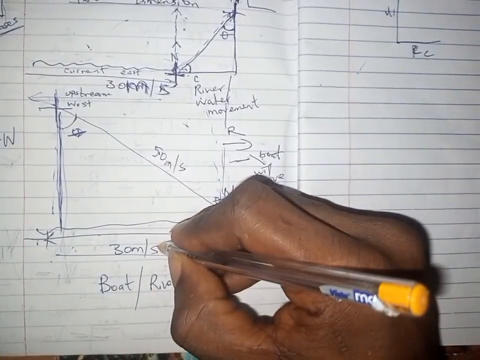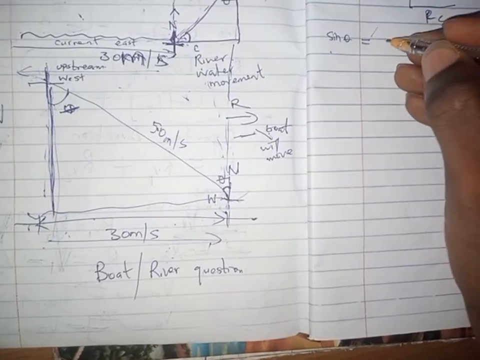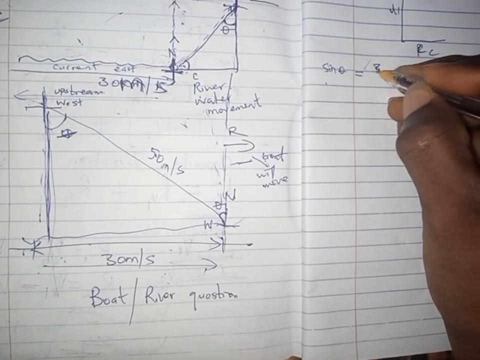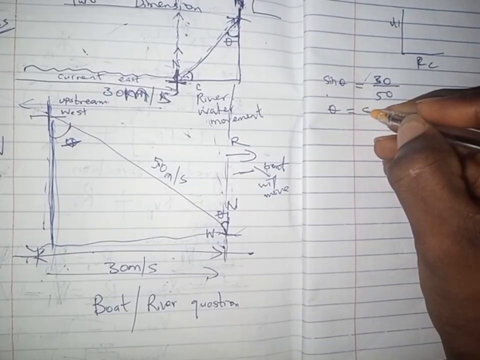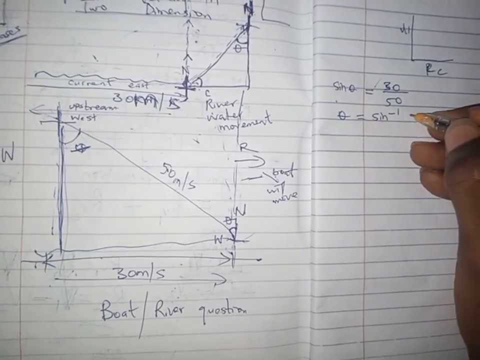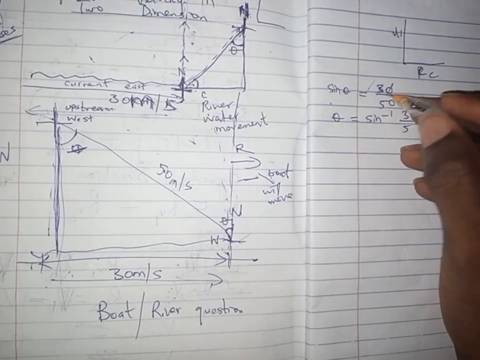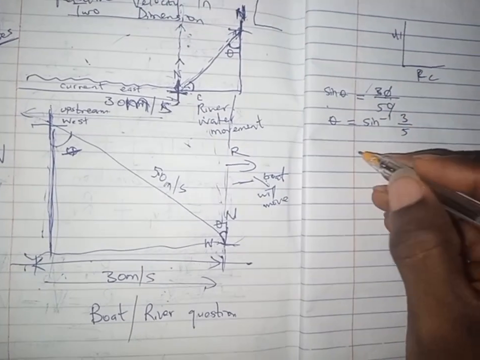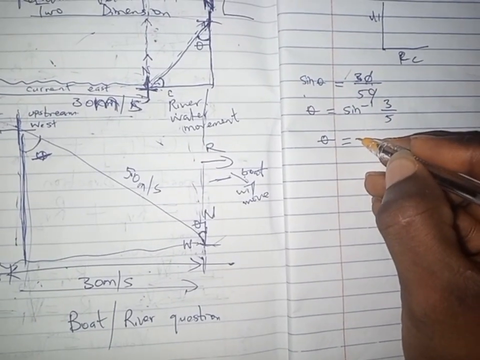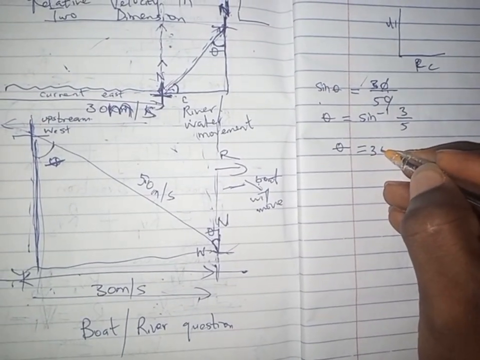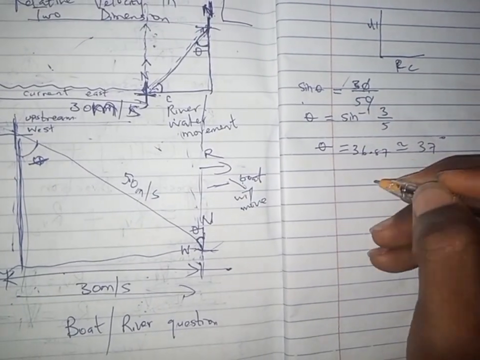Notice this is looking at the opposite. So let's check sine theta first. Sine theta will simply be 30 opposite over hypotenuse, and theta will simply be sine inverse of 3 over 5 because the zeros will cancel. So sine inverse of 3 over 5, theta will be equals to 36 thereabouts, 36.87, which is approximately 37 degrees.